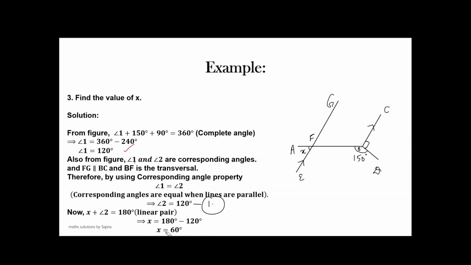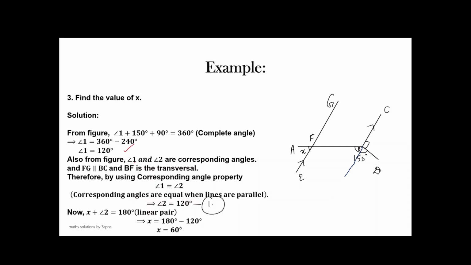Now coming to, can I use any other? Co-interior I can't use because this angle is not between the parallel lines, correct? Alternate interior again I can't use, again the same reason, because this angle is not between the lines. X is not between the lines, right? So that's why X is not directly related to your given angle, which is 150 degrees.